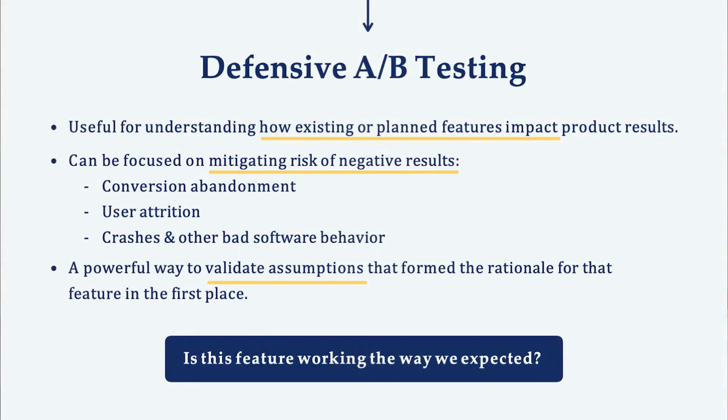So, when you've already committed, you've already made the decision to build a feature, and that feature was built on a set of assumptions, A/B testing is a way to test those assumptions, oftentimes to mitigate negative results. So that could mean abandonment rates in your conversion funnel. It could mean just users losing interest in your app and attriting. It could also mean other metrics in terms of software stability, like does this major refactor or this new feature or new dependency introduce crashes and other bad software behavior.